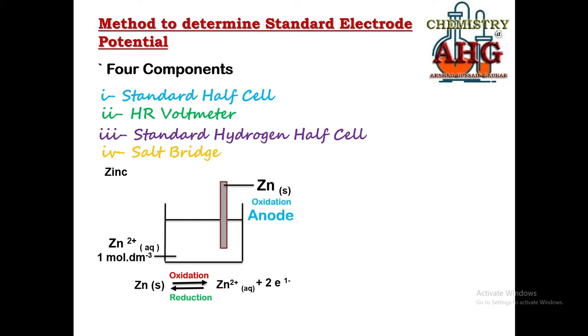So what charge will develop on this plate? This plate would become negative, because oxidation is dominating. More and more ions are moving towards the solution, and more electrons are staying back on the zinc plate. So this is the half cell that is known as the standard half cell for the element zinc.